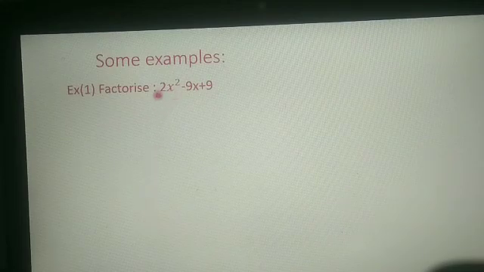In the first example, the coefficient of x square is 2 and the last term, that is the third term, is 9. So we will take the product of 2 into 9. What will be the product of 2 into 9? That is 18, and we will take the factors of 18 such that their sum will be minus 9.